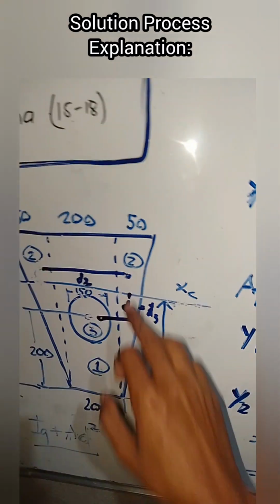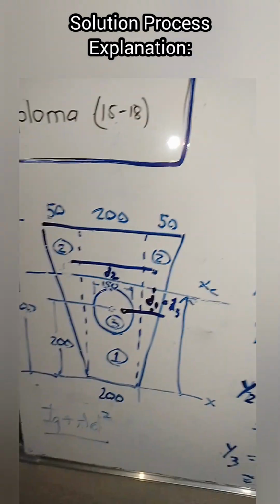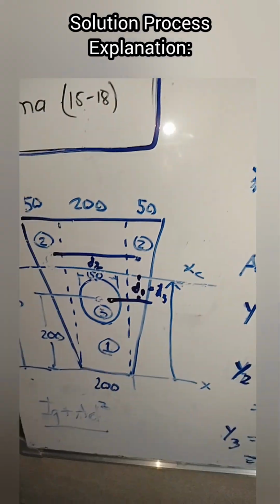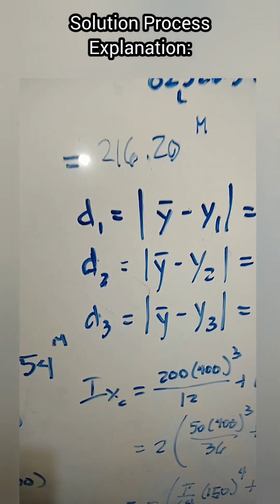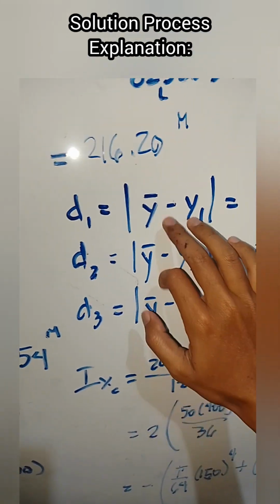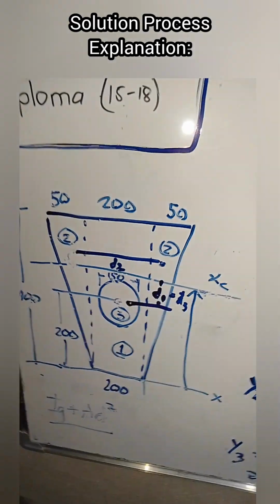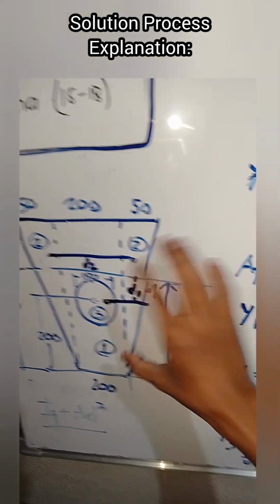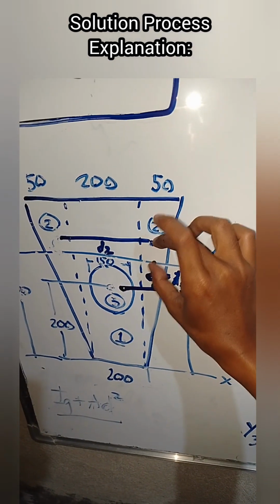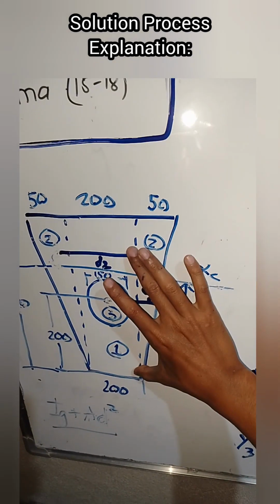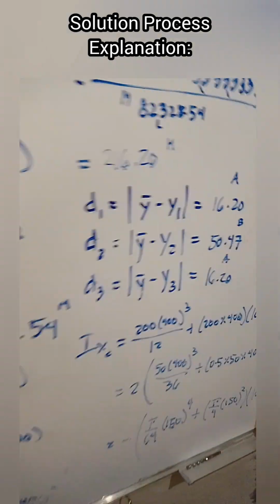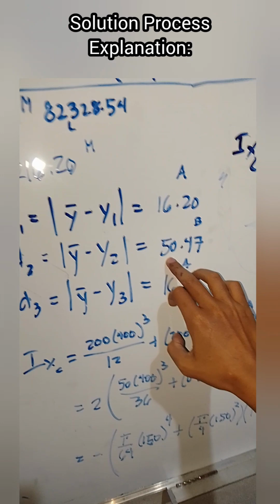So the location of our centroidal x-axis of the overall shape from our reference axis is 216.20. Now we need to transfer these centroids to the neutral axis in order to find IXC, the moment of inertia about the centroidal axis of the overall shape. That's why we have D1, D2, and D3. To solve that, it is just the absolute value, taking advantage of the y bar so we don't get confused. Let's say we need to find this length: this length minus the y bar, or the y bar minus this bigger length would give a negative, so we take the absolute value. We got 16.20, 50.47, 16.20.